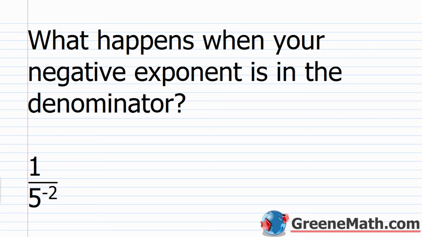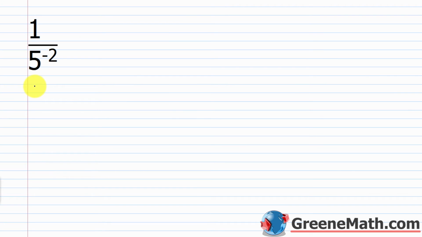So the next situation you're going to encounter is a negative exponent in the denominator. So what happens when your negative exponent is in the denominator? Well, all you really need to do is bring your denominator into the numerator and make the exponent positive.